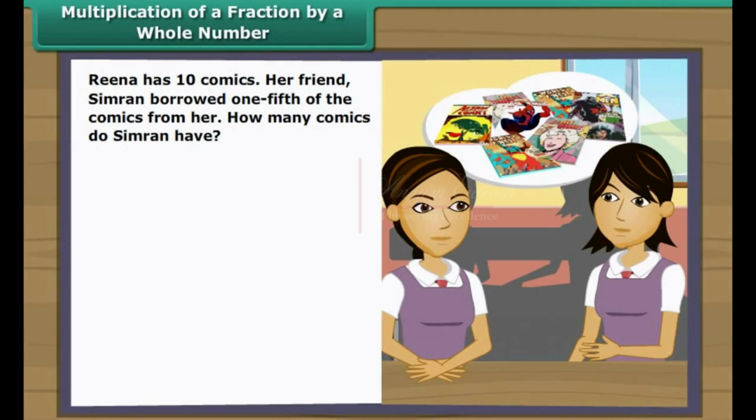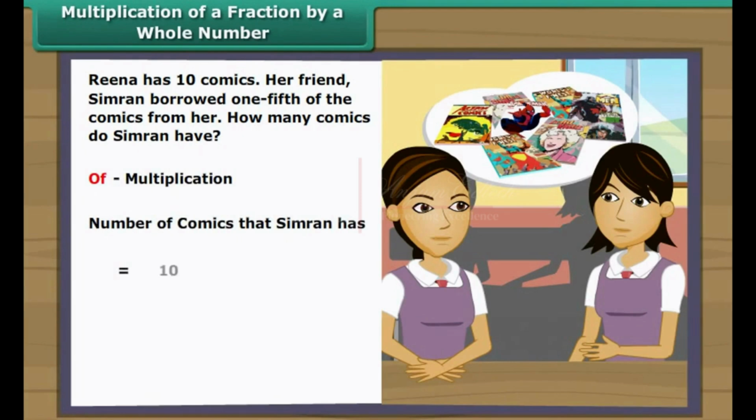Reena has 10 comics. Her friend Simran borrowed 1/5 of the comics from her. How many comics does Simran have? Friends, remember, of means multiplication. Thus Simran has 1/5 of 10 comics, which means 1/5 multiplied by 10, which is equal to 2. This means Simran has 2 comics.